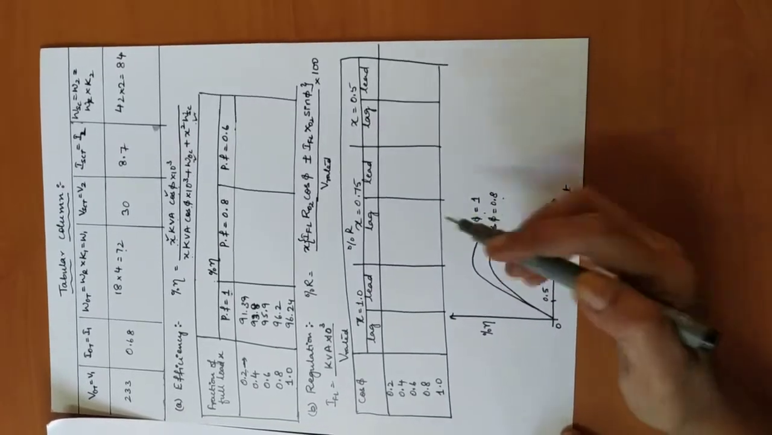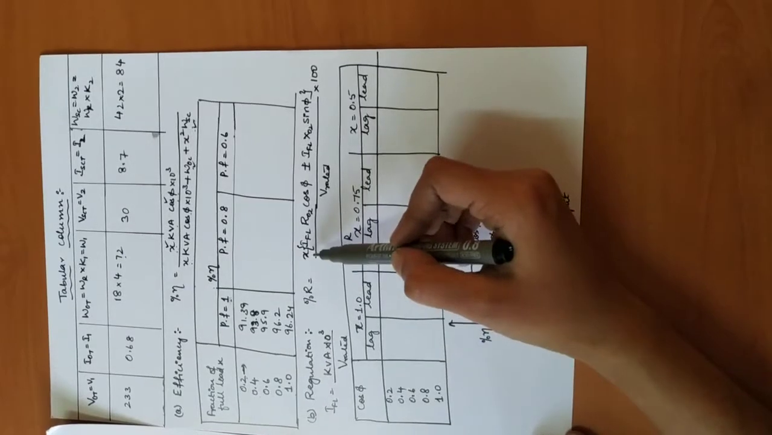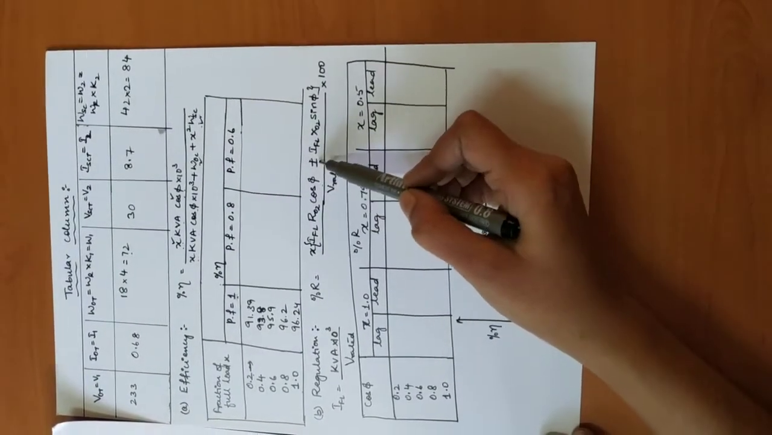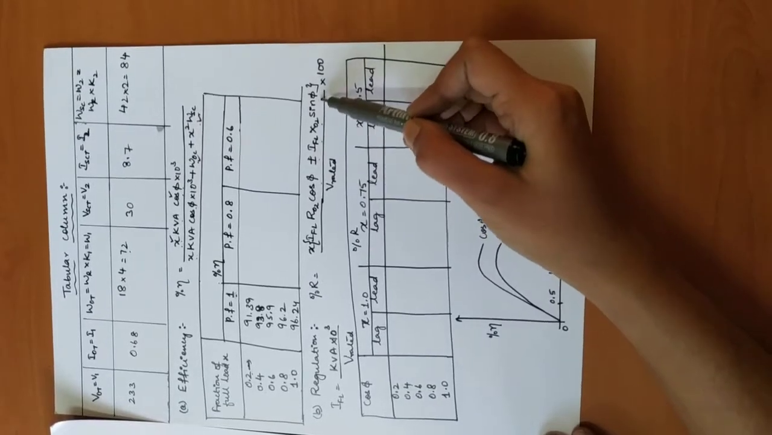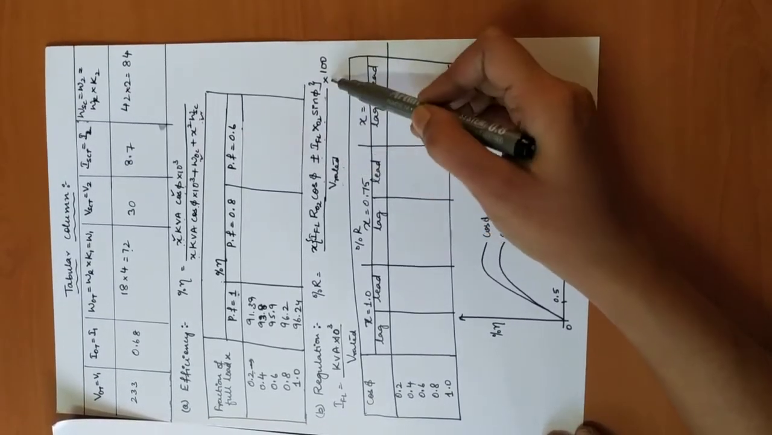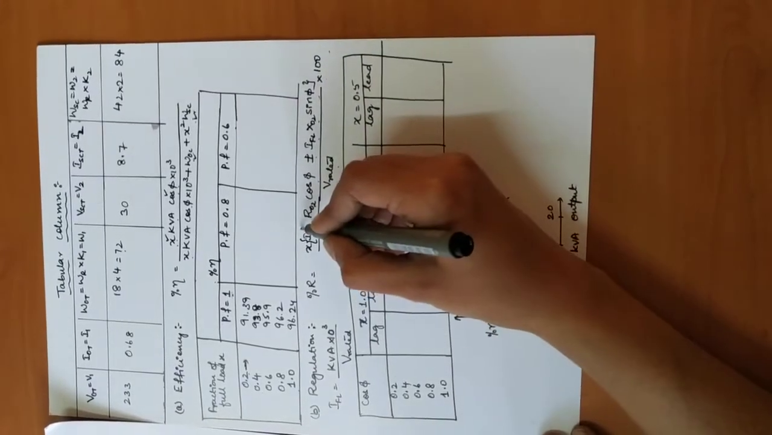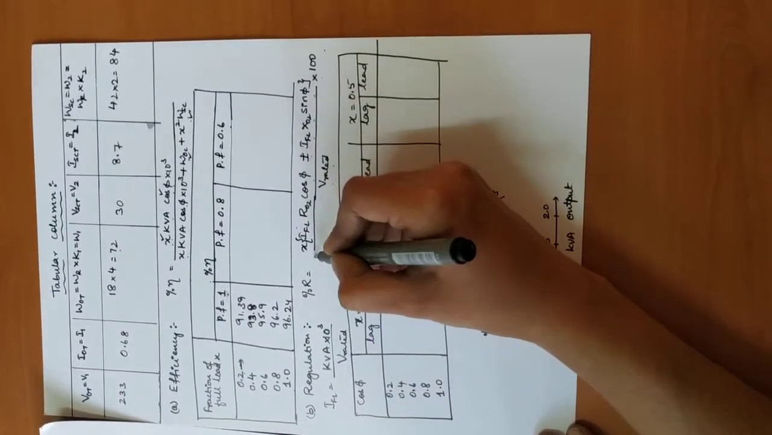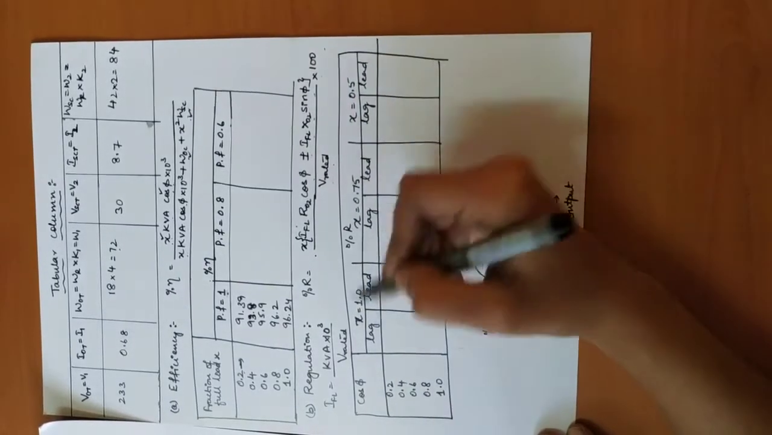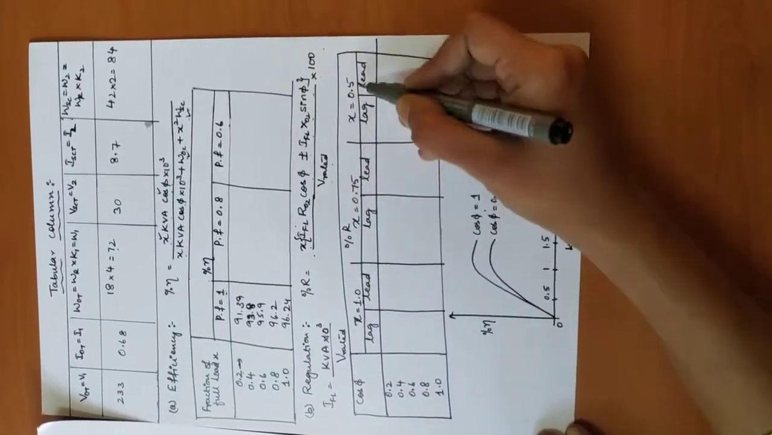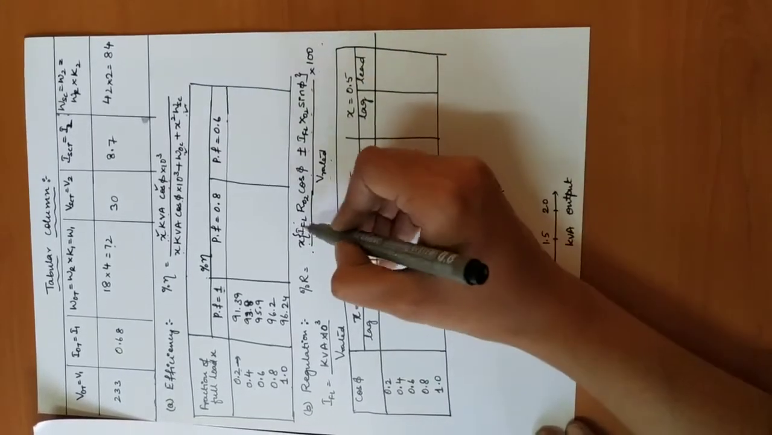The regulation is defined with the formula x into IFL into R02 into cos phi plus or minus IFL into X02 into sin phi, divided by the rated voltage V, multiplied by 100. So the question here is how to find out the IFL. x is nothing but the different fractions of the load. Here, for the different fractions of load, I am taking 1, 0.75 and 0.5. Then what will be the IFL?